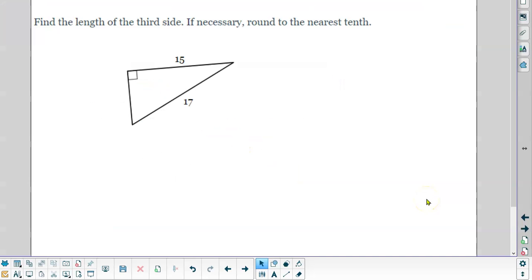Here's our first question. It asks us to find the length of the third side. First thing you always do is label each side. The first is the hypotenuse. It's across from the right angle. The other two are the legs, or A and B, and it doesn't matter which one is A and which one is B.